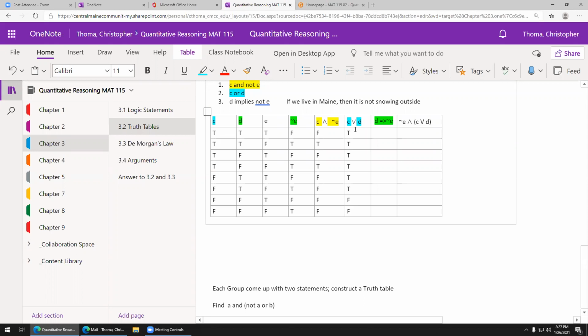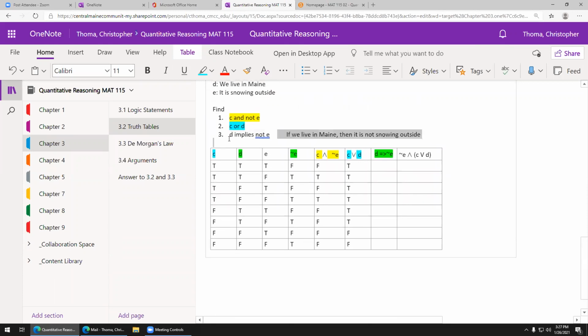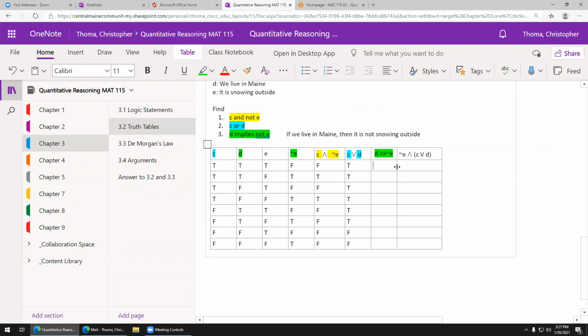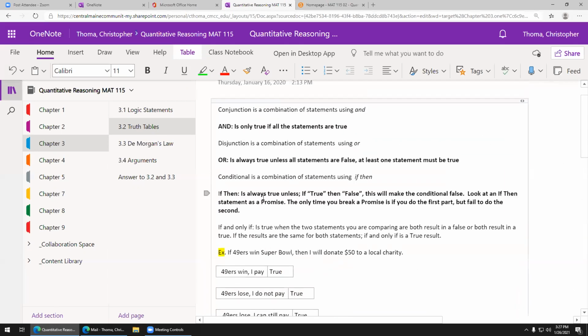Questions? All right, so our final one. D implies not E. We colored that one green. So that's for this column. So now again, we're doing implies. So we come up here. That's our broken promise one, right?